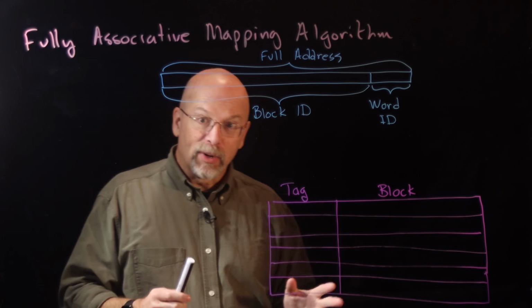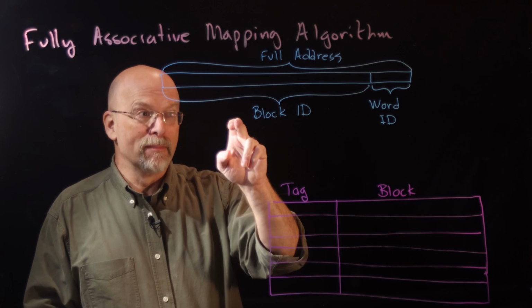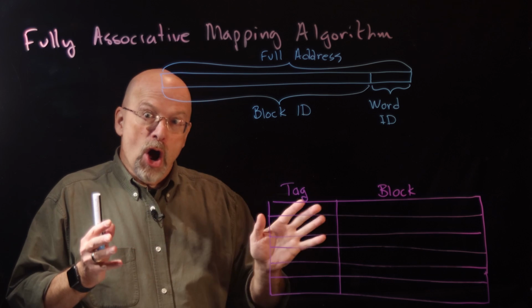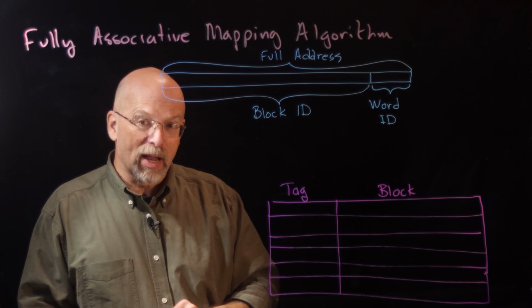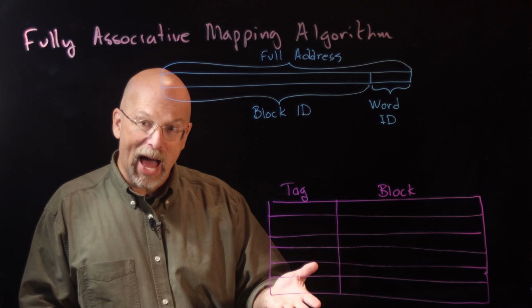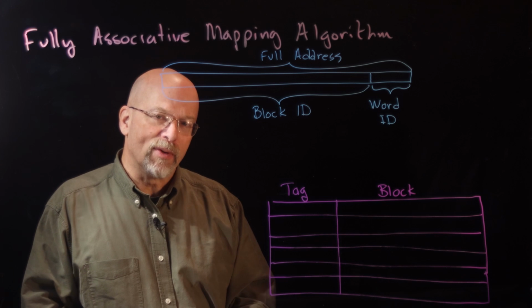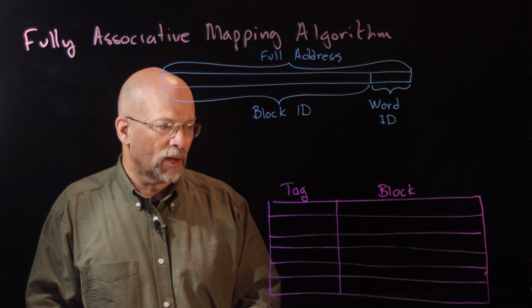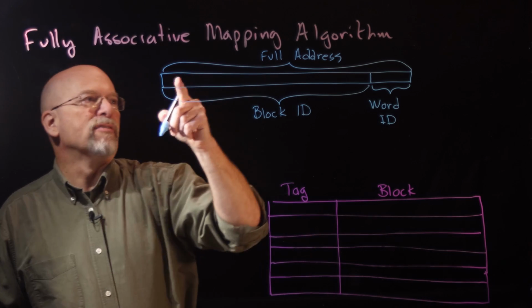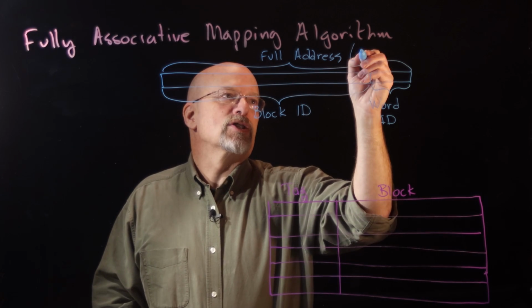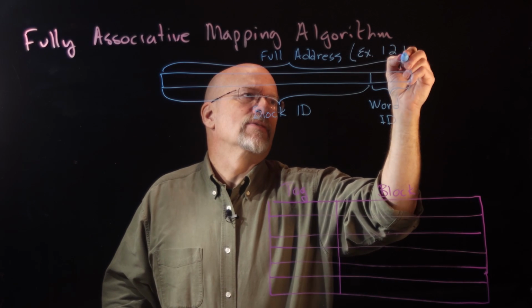Now, in a properly operating cache, there should be exactly one line that matches that block ID, or no lines that match the block ID. If there are no lines that match the block ID, that implies that it's not in the cache, and we need to go all the way out to main memory, our next level, to see if we've got the data out there. All right, so let's just do a scenario. Let's just say that I have my full address, and we're going to have an example here. We're going to say, I don't know, how about 12 bits?